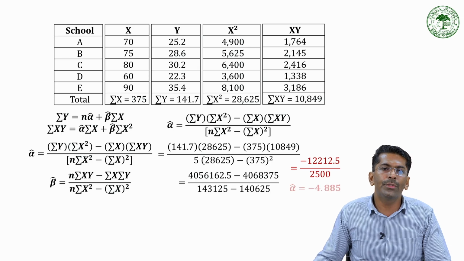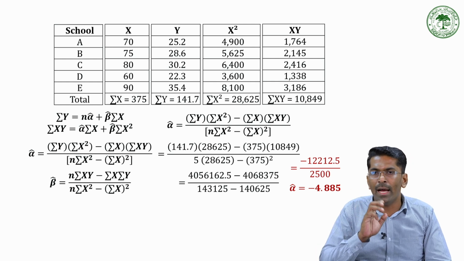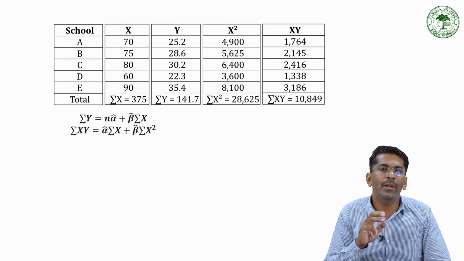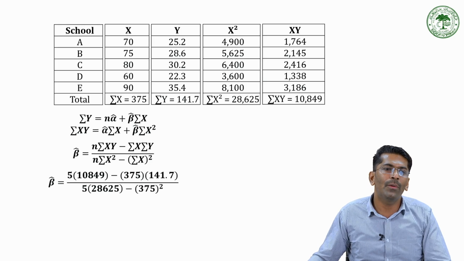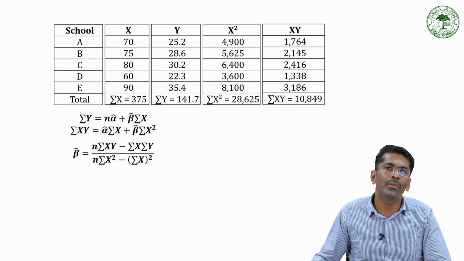See, the ratio of these two values is nothing but the alpha value, which is minus 4.885. So this is the alpha value. After calculating the alpha value, we can also calculate the beta value. I have already given the formula for calculating the beta value, that is n into sum of xy minus sum of x into sum of y, whole divided by n into sum of x square minus sum of x whole square.